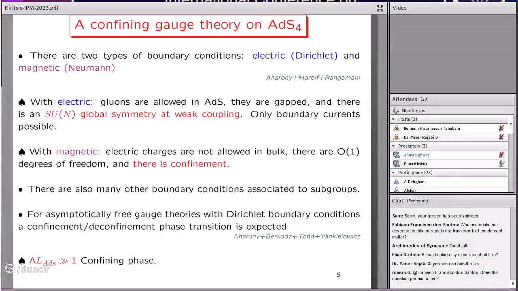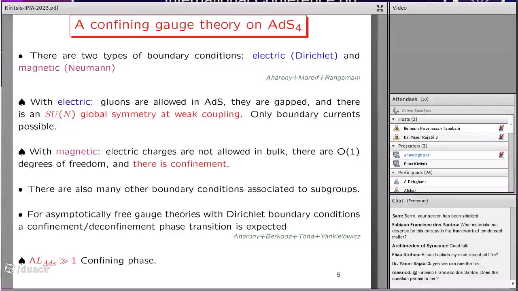If, on the other hand, you have the same gauge theory with magnetic boundary conditions, in that case, electric charges are not allowed in the bulk. There are order 1 degrees of freedom instead of order N squared, and in this case, there is, in fact, trivial confinement. Beyond these two boundary conditions, one can discuss more complicated combinations which are associated to subgroups, etc.